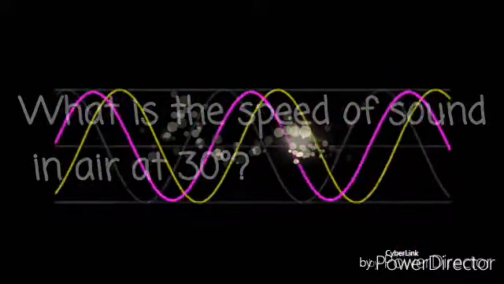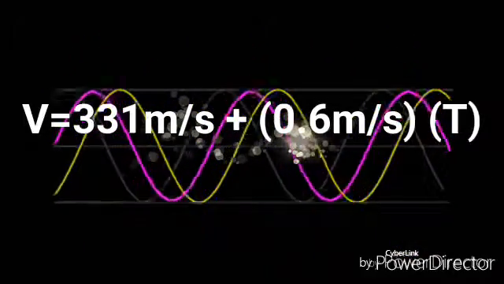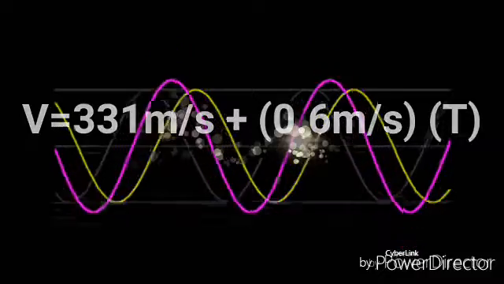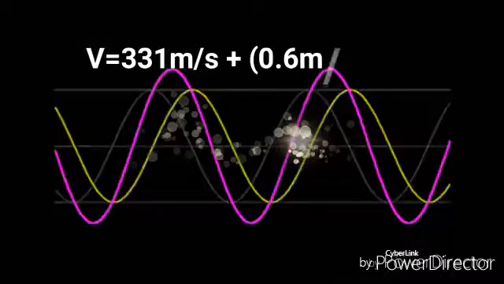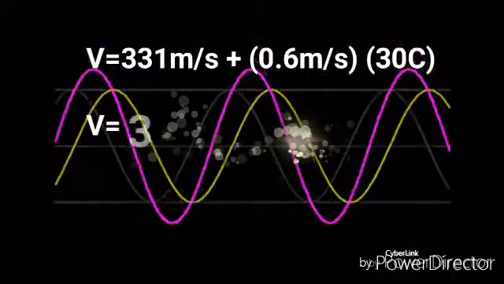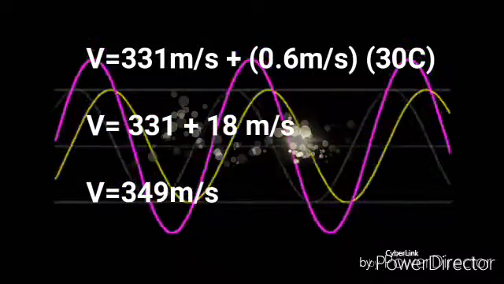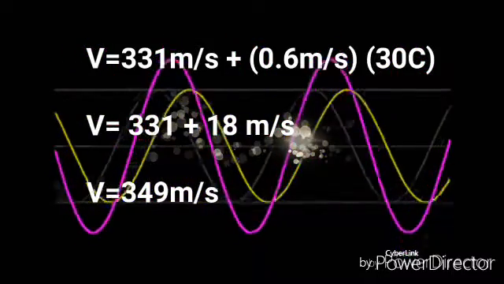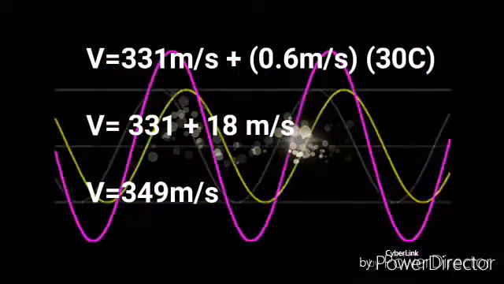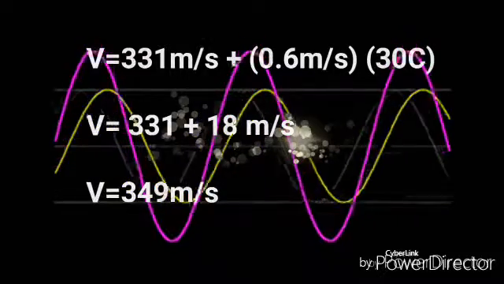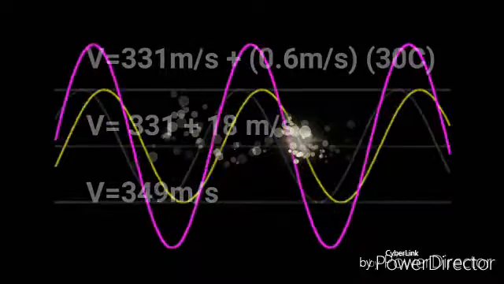Using the equation, speed of sound is equal to 331 meters per second plus 0.6 meters per second multiplied by the given temperature. Substituting, speed of sound is equal to 331 meters per second plus 0.6 meters per second multiplied by 30 degrees Celsius. First, we multiply 0.6 meters per second by the given temperature, which is 30 degrees Celsius. Then add it to the 331 meters per second. The speed of sound is equal to 349 meters per second.